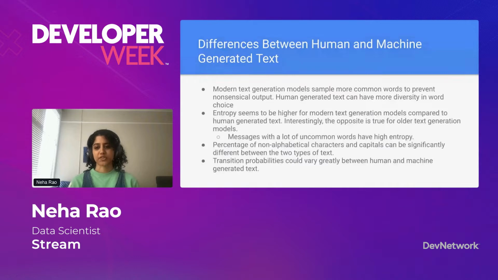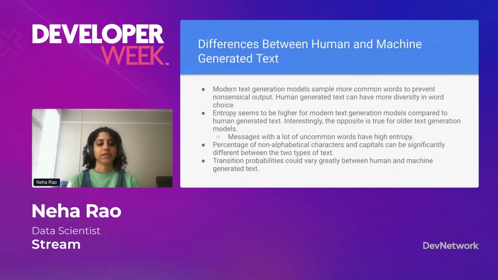Interestingly, the opposite is true for older text generation models, which might have more nonsensical output, more words that you might not expect to see in regular human language. Just a quick explanation, if you're not so familiar with the concept of entropy, it's basically a measure of how expected the words in the message are. So messages with a lot of uncommon or low probability words have high entropy. Messages with more common words will have low entropy.